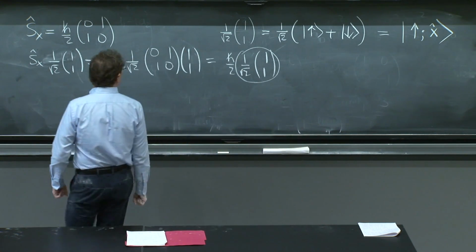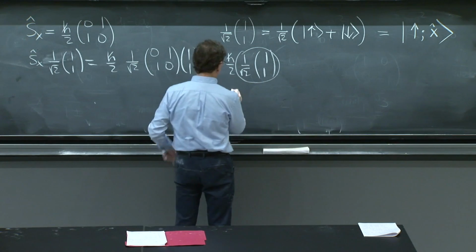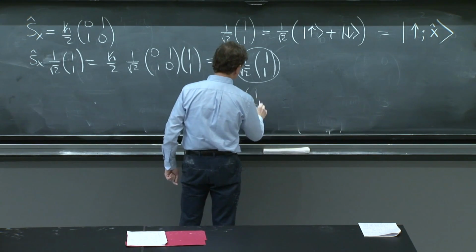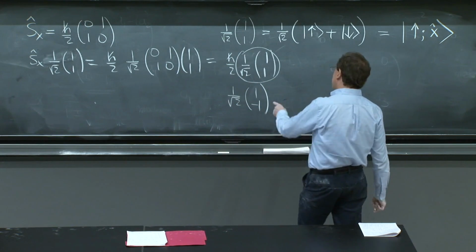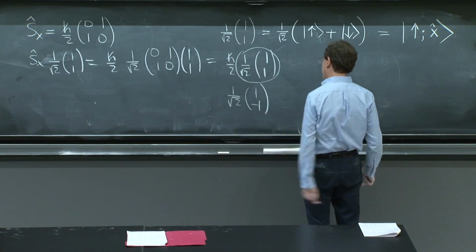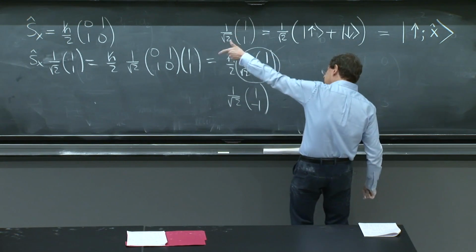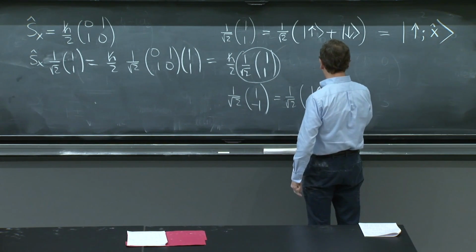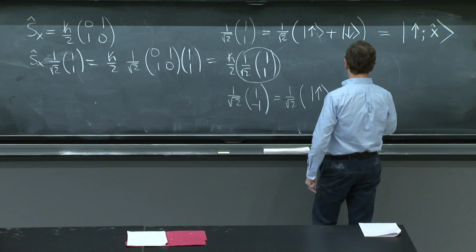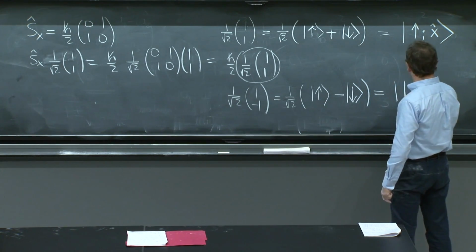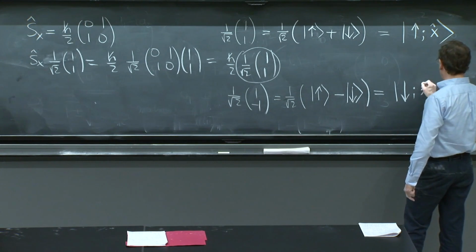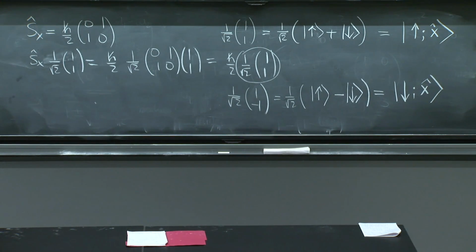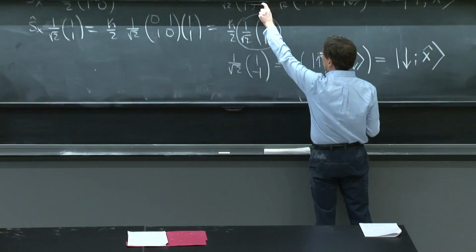It may not be too surprising that if you put 1 over square root of 2, 1 minus 1, that vector is orthogonal to this one. Yes, you do the transpose, and this one is orthogonal. So this is 1 over square root of 2 up minus down. That is the down spin along x. So the up and down spins along x come out like that. We form the linear combinations.